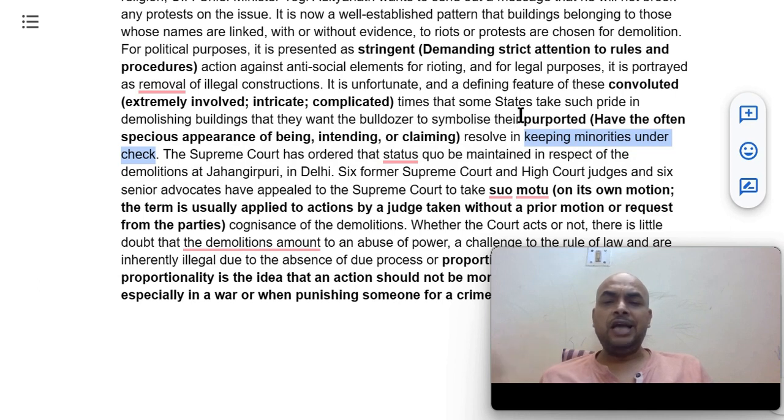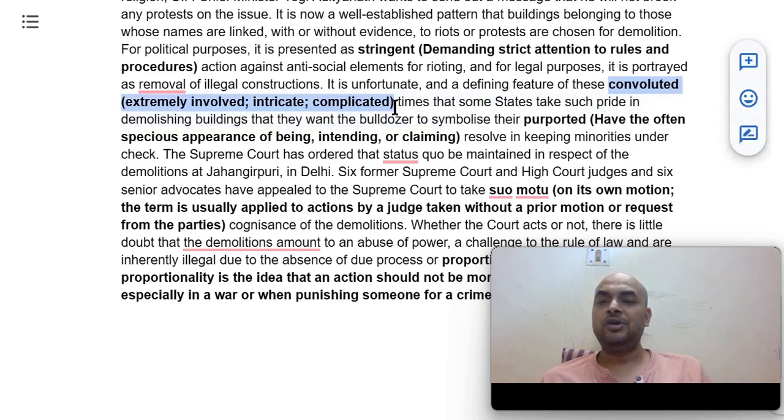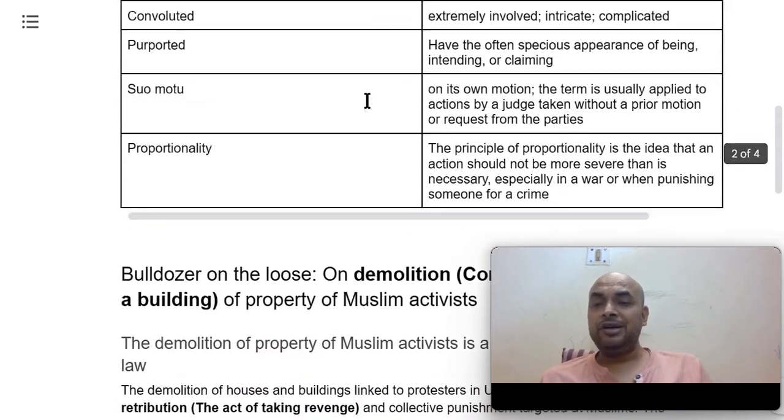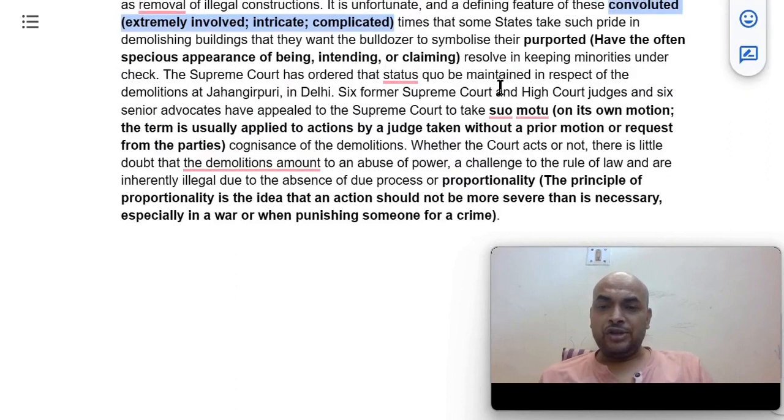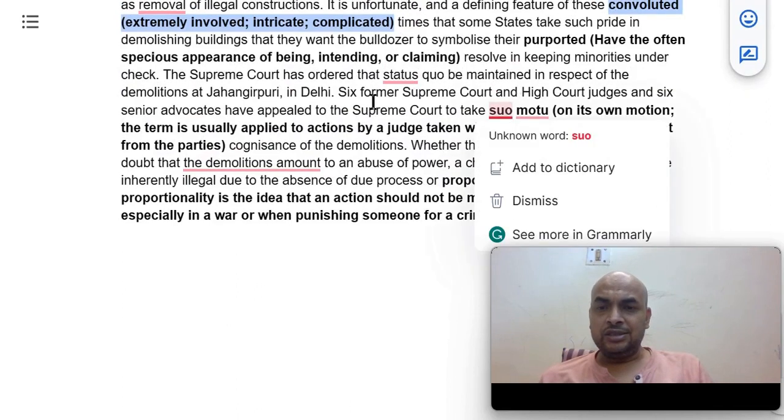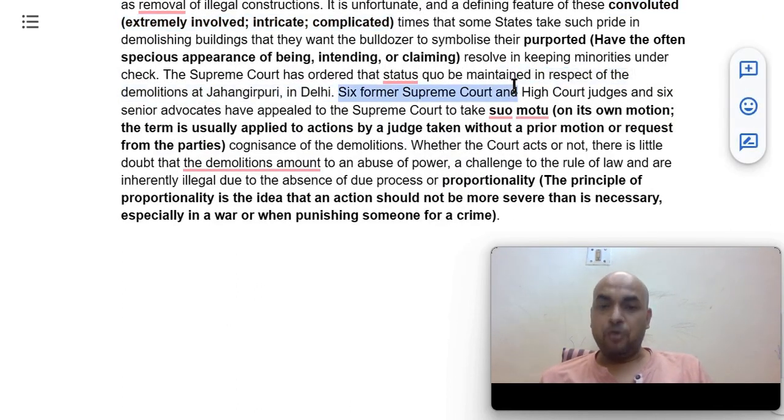Purported meaning याद रहेगी, appearance. Okay, convoluted means complicated. Alright, and the next word is suo motu. Suo motu means on its own motion, by itself. Okay, and the contextual usage is that six former Supreme Court and High Court judges and six senior advocates have appealed to the Supreme Court to take suo motu cognizance of the demolitions.